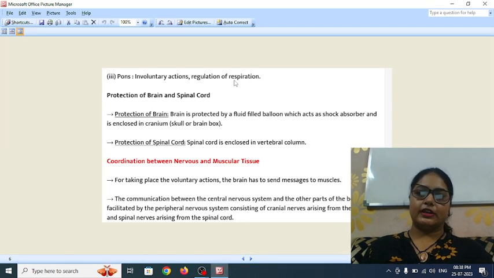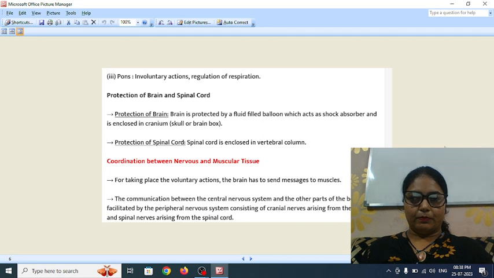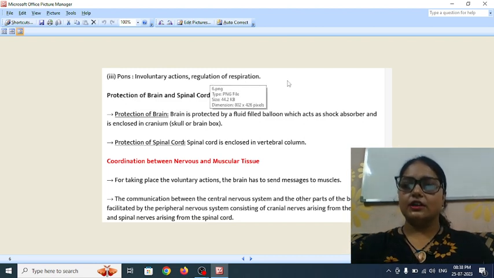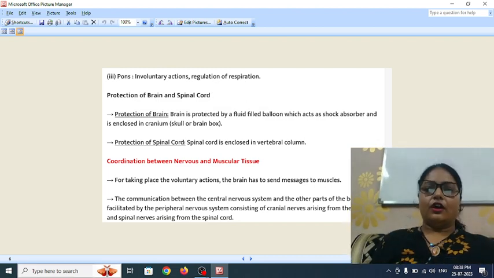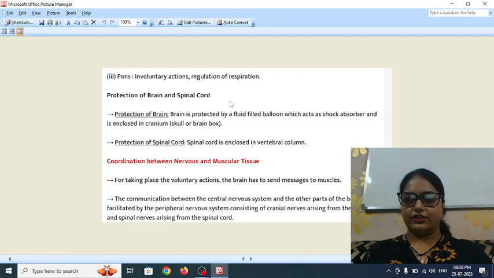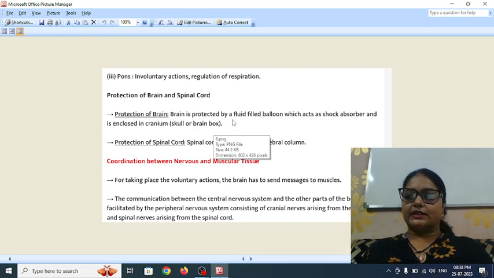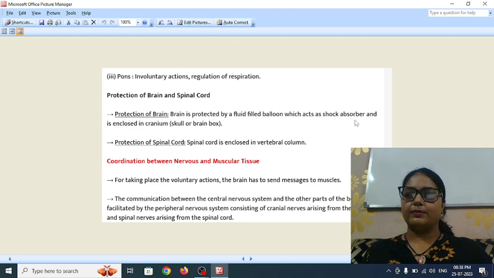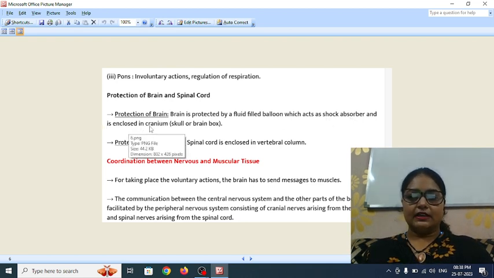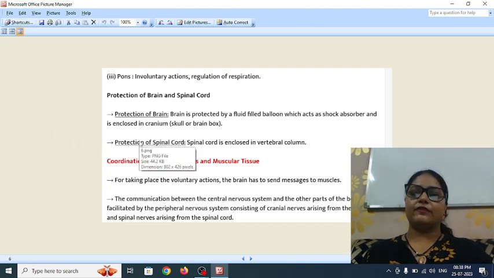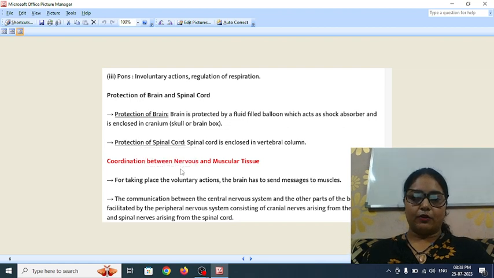Now we have to move to the next, the work of the pons. The pons is a part of the brain, as you know. It controls the involuntary actions, such as regulation of respiration. Protection of the brain: the brain is protected by a fluid-filled balloon which acts as a shock absorber, enclosed in the cranium. It means the skull of the brain. There is some fluid available between the brain and the skull.